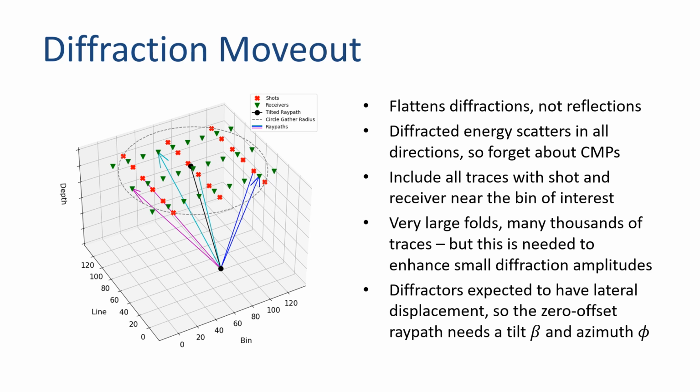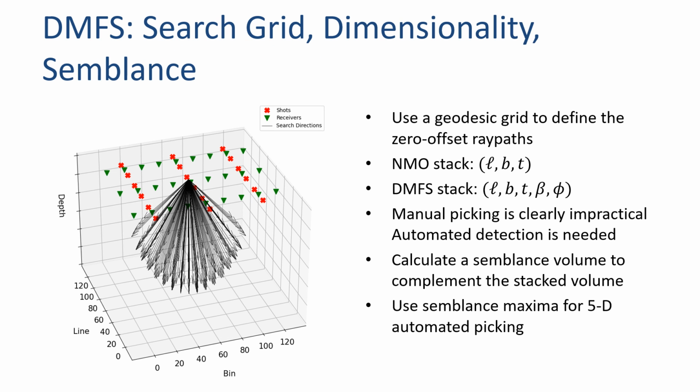We also have to drop the assumption that the target lies straight below the bin center. Diffractors will have lateral displacements, so we're going to have to search for them using zero offset ray paths that tilt away from the vertical. To give consistent coverage of the lower half space, we choose a set of search paths whose tilt and azimuth angles form a geodesic grid.